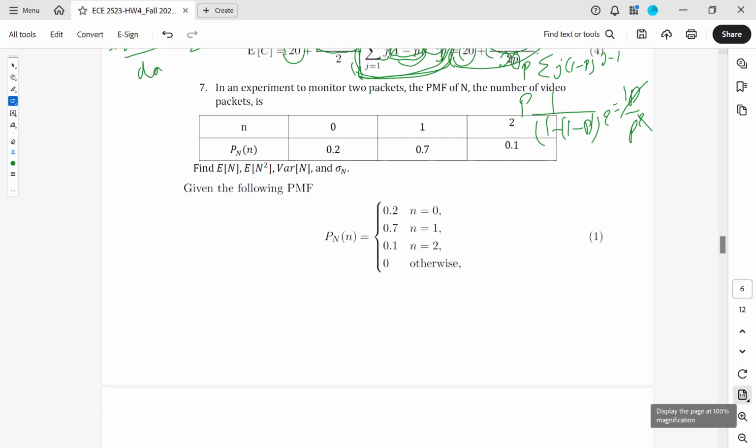Problem number 7 says, in an experiment to monitor 2 packets, the PMF of N, defining N as the number of video packets, is what we see on the table. So we have a random variable N, and we have the PMF of N for the possible values that N could get: 0, 1, 2. Otherwise the probability is 0. Now, find the expected value of N, the second moment of N, the variance of N, and the standard deviation of N.